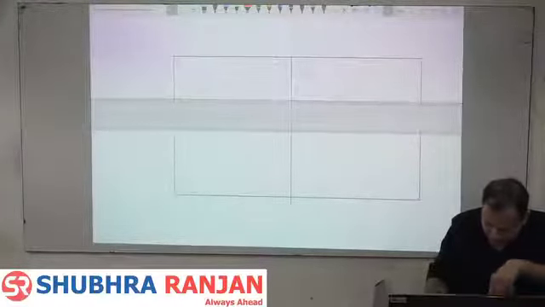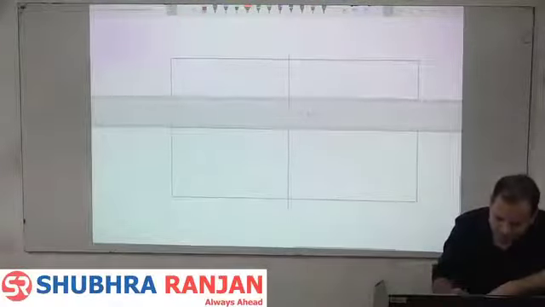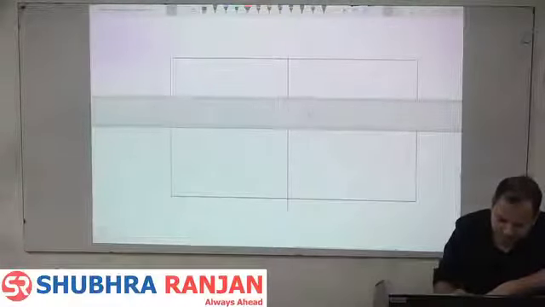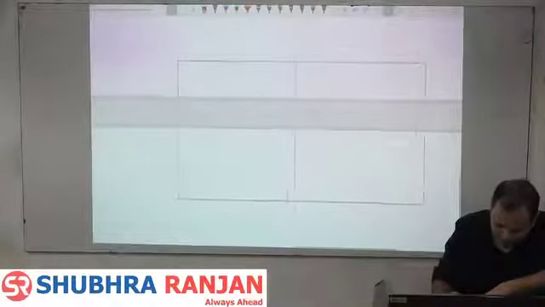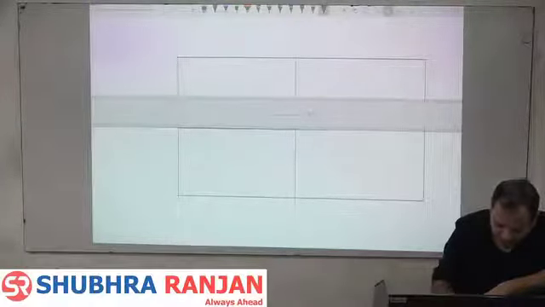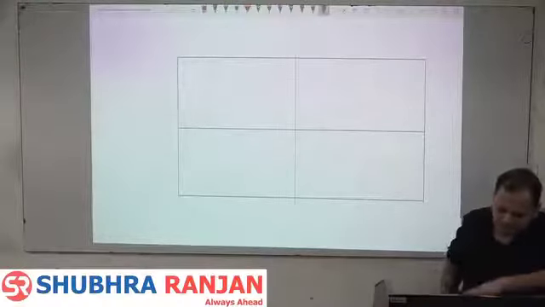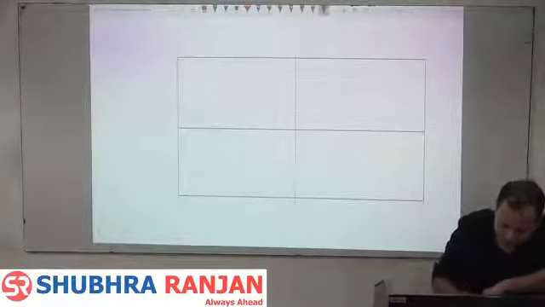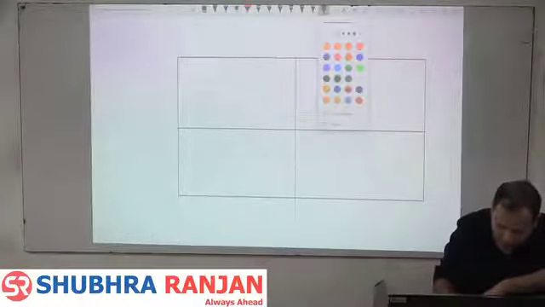Next point. The process of formation of fronts gives rise to a wave in the form of cold front and warm front.